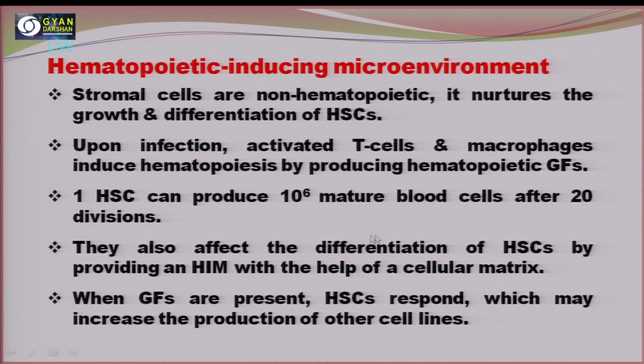They also affect the differentiation of the HSCs by providing the hematopoietic inducing environment with the help of the cellular matrix. The various cellular matrix components are there, like adipose tissue, fat cells, and various other environment in the bone marrow. They provide it, and ultimately the cells are able to differentiate into different types of cells. When the growth factors are present, HSCs respond, which increases the production of the other cells. The hematopoietic inducing environment, which is available in the bone marrow, is very important.